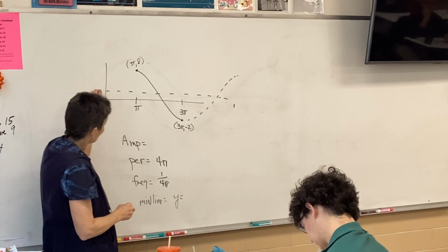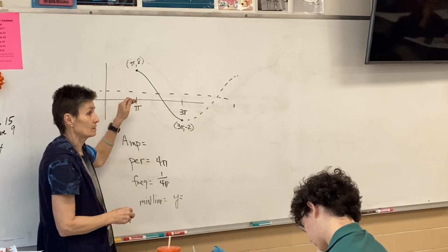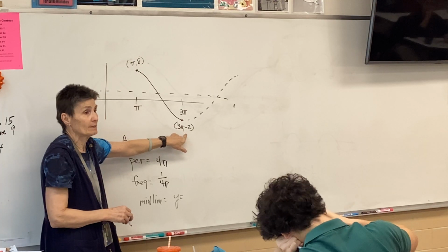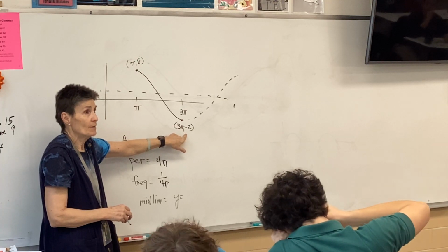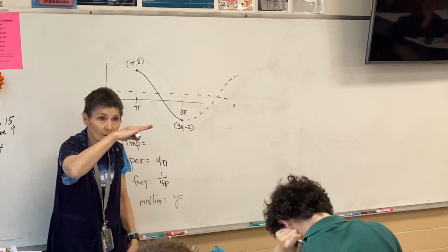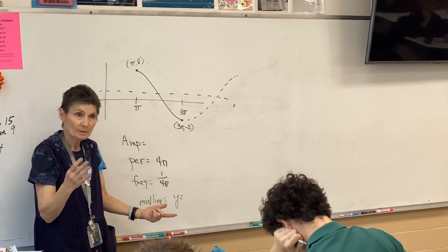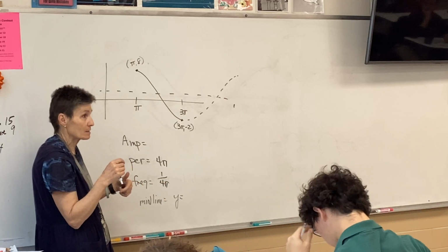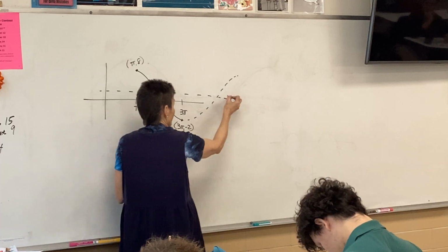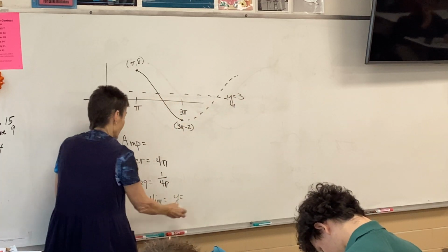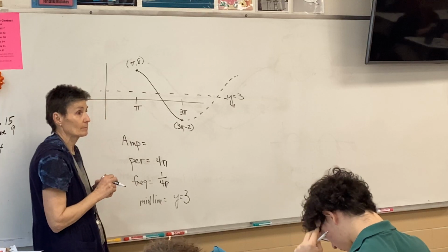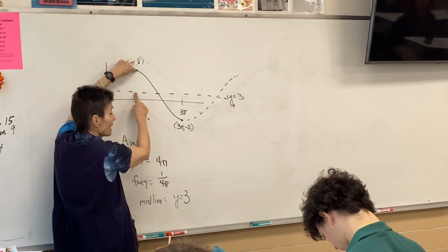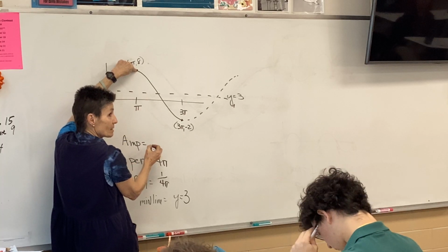Now I just arbitrarily drew a midline in there, but if my high point's at 8 and my low point's at -2, then it seems like the middle would be the average of those. So 8 and -2 is 6, half of that is 3. So my midline is y equals 3. And then that makes my amplitude, if this is 3 and this is 8, then my amplitude is 5.